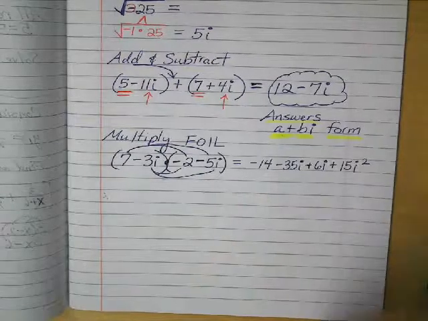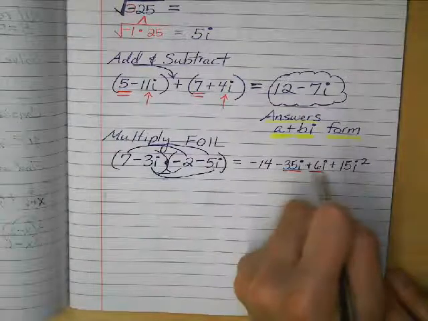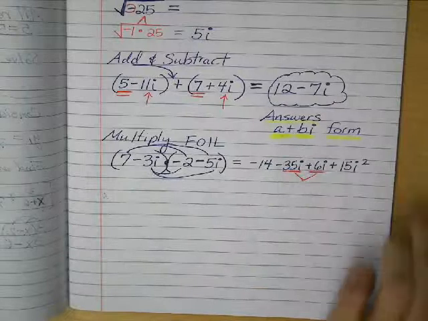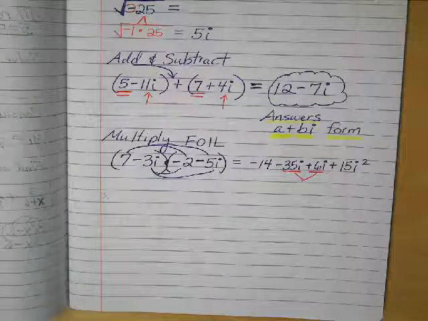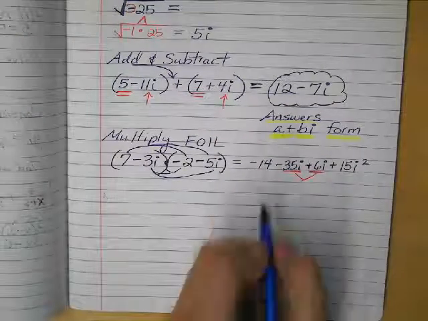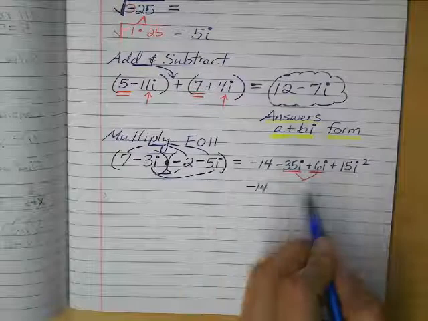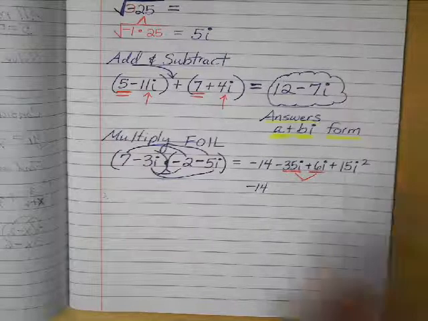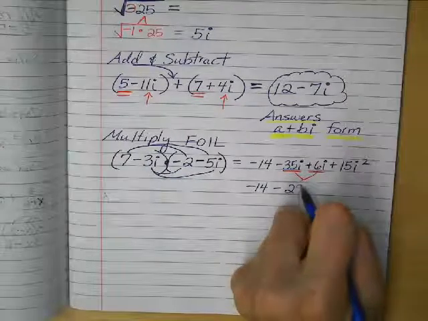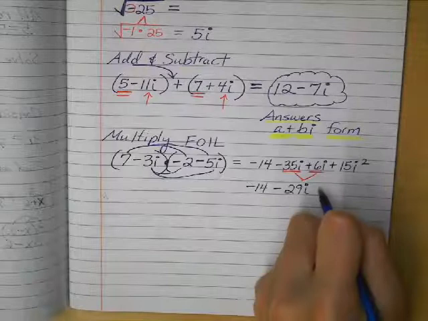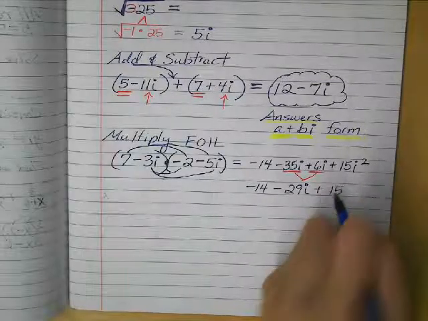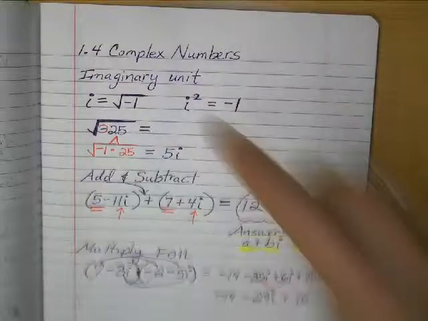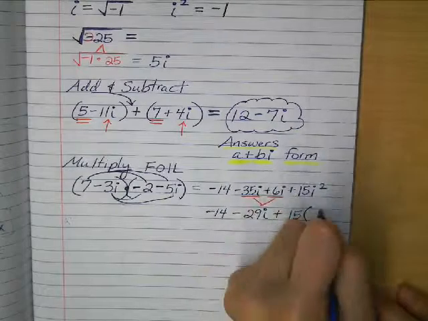Okay, then I'll just underline these in red. See these ones that say i? You could put those together. The ones that just say i, not the i squared one, just these 2 in the middle. So we have -14 still. What's -35 plus 6? -29i. Okay, plus 15. All right, what's i squared equal? Look back up here. This i squared, yep, that's -1.